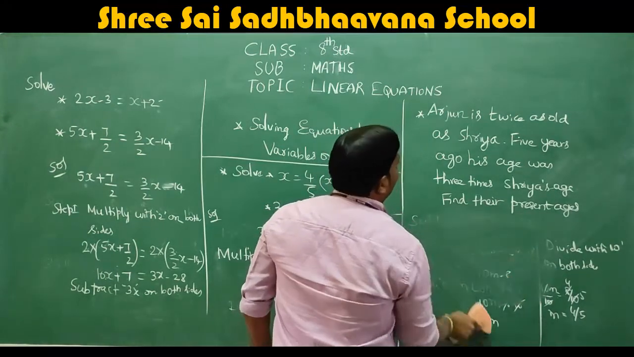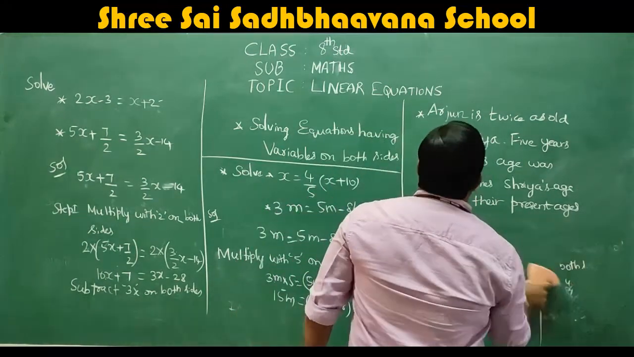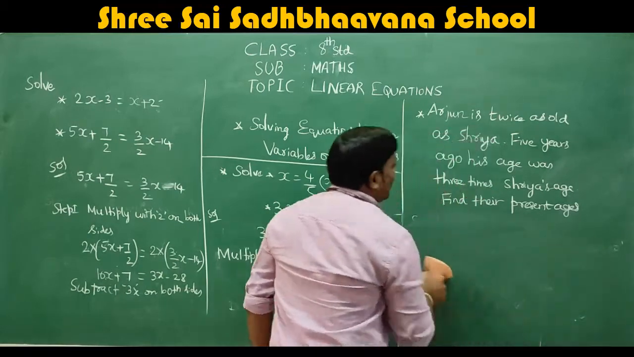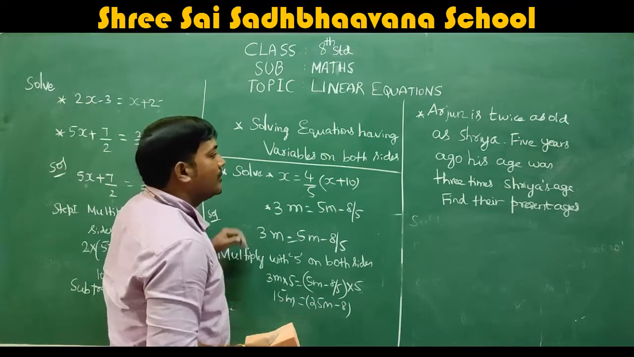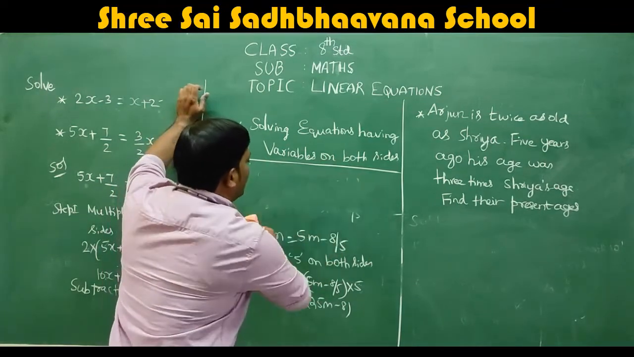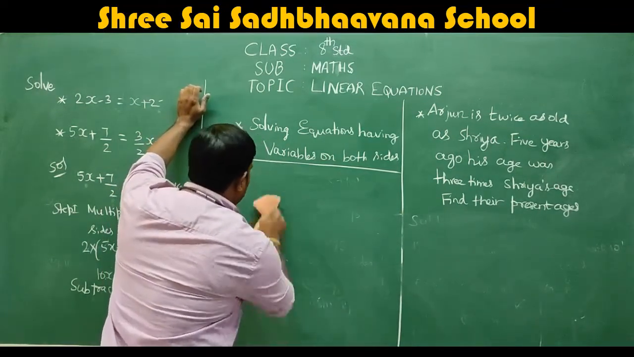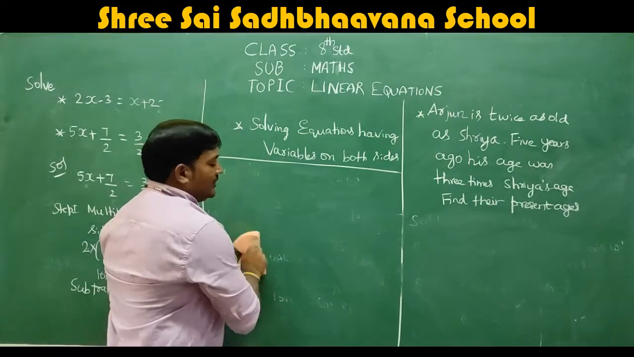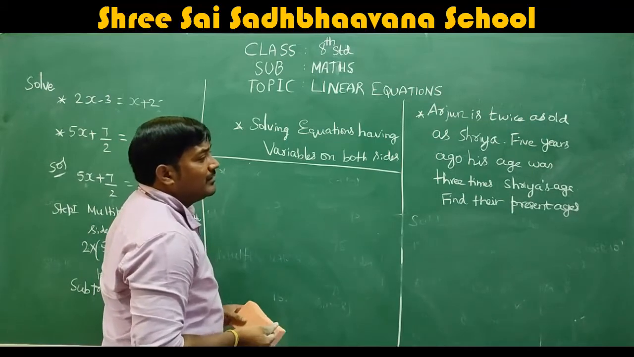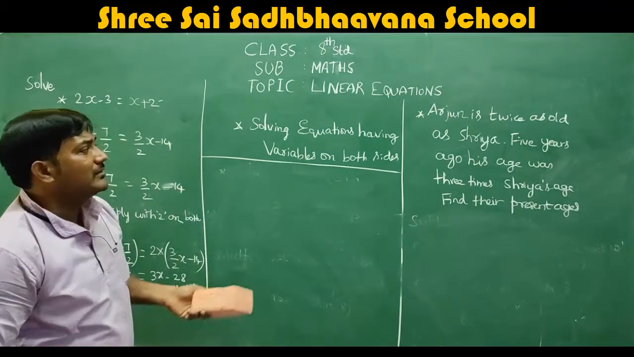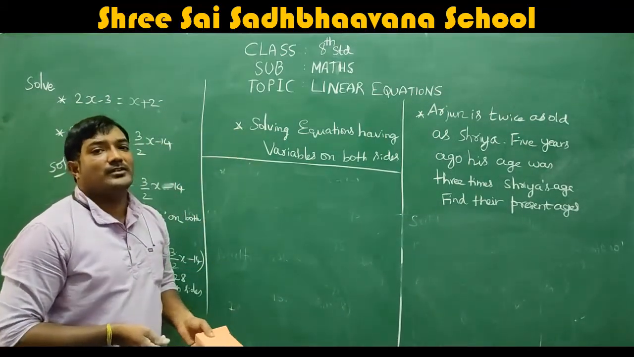Just look at this sum. Arjun is twice as old as Shriya. 5 years ago, his age was 3 times Shriya's age. Find their present ages. Okay. So just you understand this sum. This kind of sums we discussed before also. But the thing is here, you will get an equation of this type, variable on both the sides.